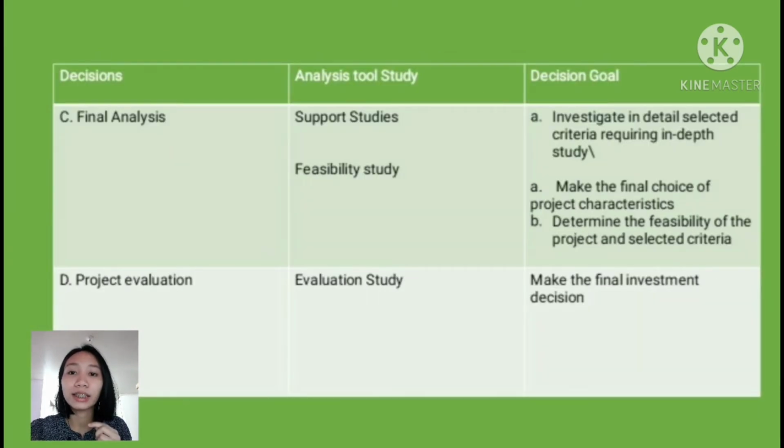So we have the final analysis, which requires support studies that aim to investigate in detail selected criteria requiring in-depth study. And we have the actual feasibility study that aims to make the final choice of project characteristics and to determine the feasibility of the project and selected criteria. And lastly, we have project evaluation that requires an evaluation study that aims to make the final investment decision.